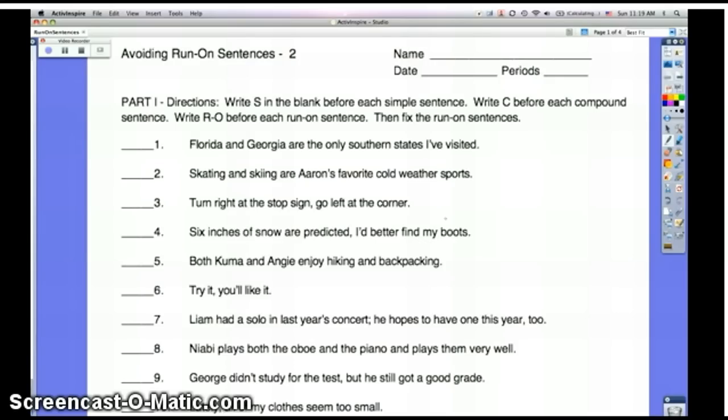Number 7, Liam had a solo in last year's concert, semicolon. He hopes to have one this year too. This is a compound sentence. We've got two complete thoughts that are connected with a semicolon.